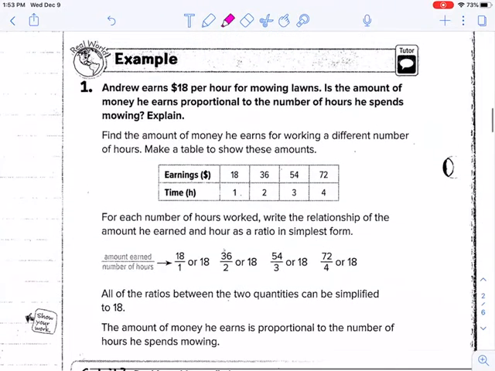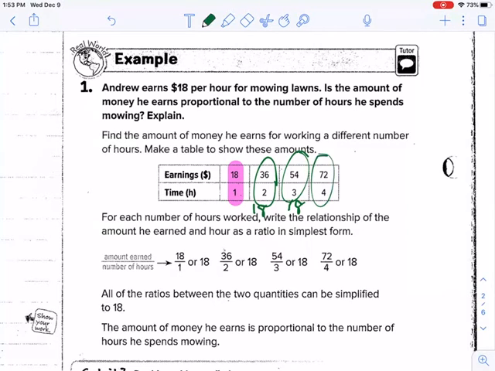All right, look at example 1. Andrew earns $18 per hour for mowing lawns. Is the amount of money he earns proportional to the number of hours he spends mowing? So here's your unit rate, $18 for 1 hour. Let's divide this one, 36 divided by 2. That also gives us 18. 54 divided by 3 also gives us 18. And 72 divided by 4 is also 18.